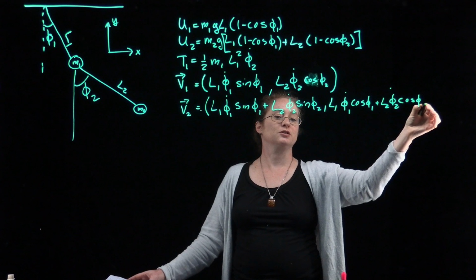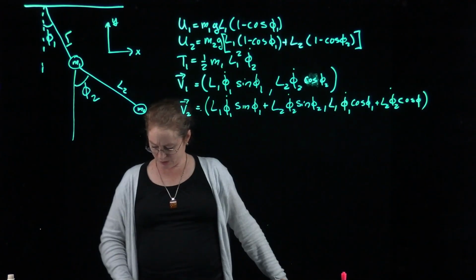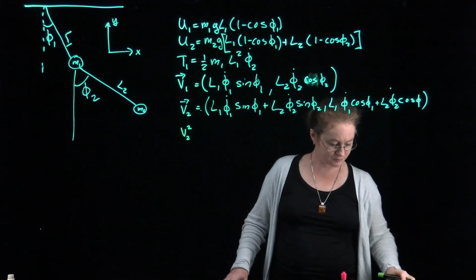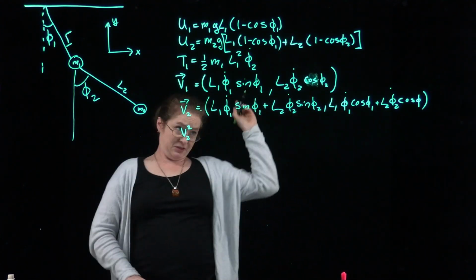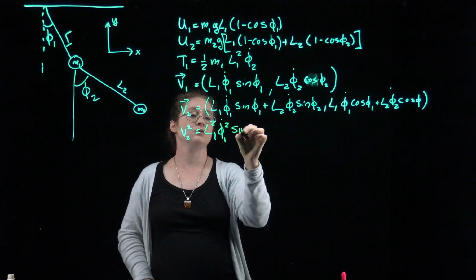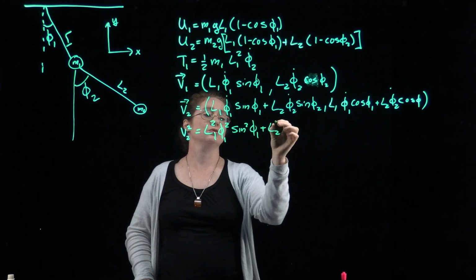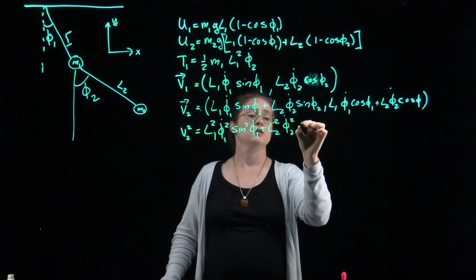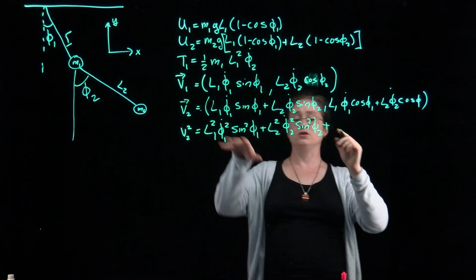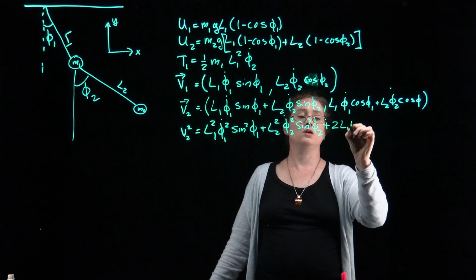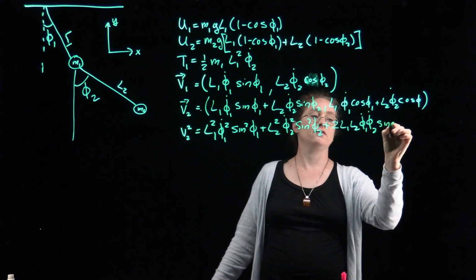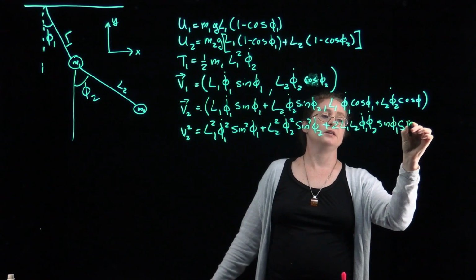The book just sort of says, this is the kinetic energy. But I'm going to work it out for you a little bit more. So then, when I square this, I take the dot product of the vector with itself. So we are then left with L1 squared phi 1 dot squared sine squared phi 1 plus L2 squared phi 2 dot squared sine squared phi 2 plus the cross terms 2L1 L2 phi 1 dot phi 2 dot sine phi 1 sine phi 2.